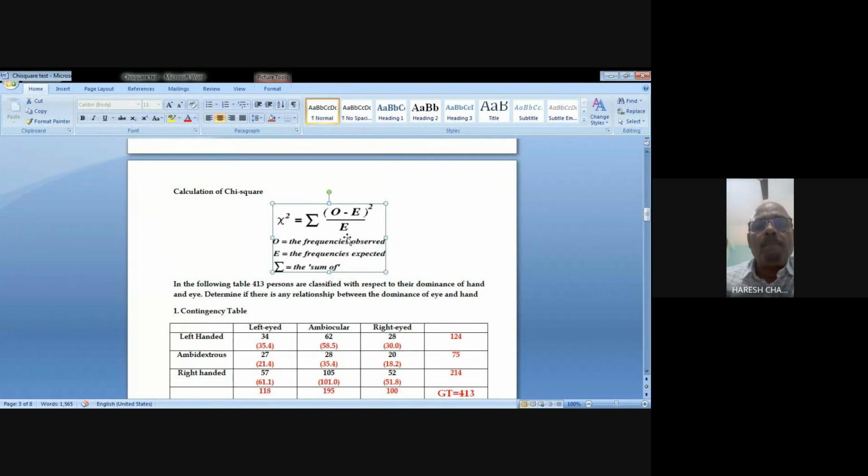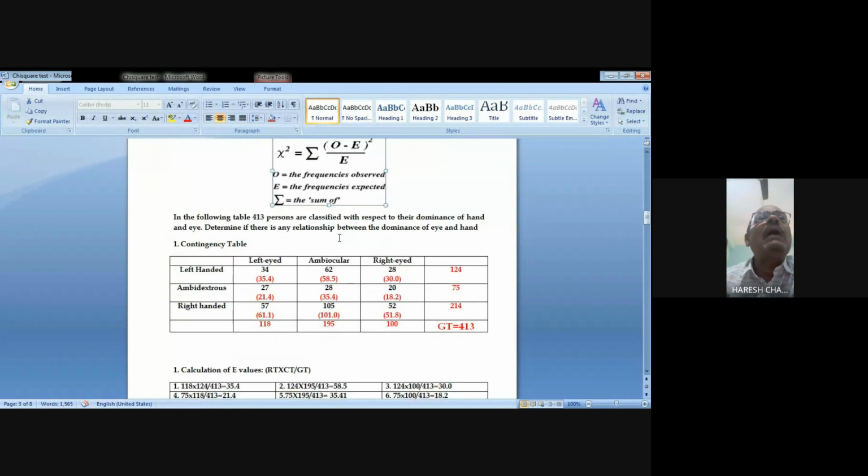This is the simple formula for calculating chi-square. Chi-square is equal to sigma O minus E square by E. I will be telling what is O, what is E, but first you see the formula. Now, this given data is your O. 34, 62, 28. These are all O. O is the observed frequency, and E is the expected frequency.